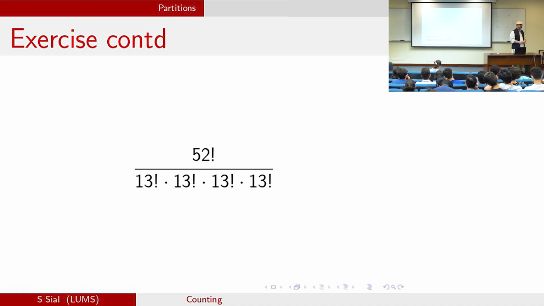Yes? Is saying how many ways there are to divide a deck of 52 cards into hands of 13 the same as saying how many permutations there are of 52 cards? No, permutations of 52 cards sounds like 52 factorial to me, right? So this is different than that.